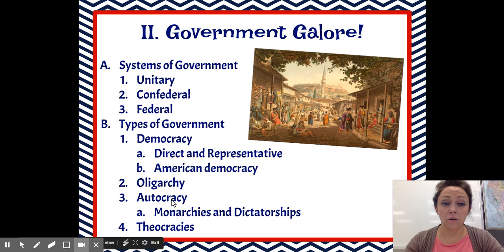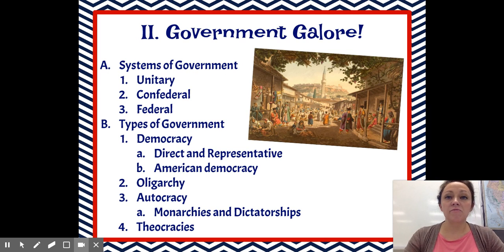We also have oligarchies, and in an oligarchy, we basically have a small group of people that take government power. So sometimes this could be like a really wealthy group of people. This could also be like a group of people who take power by force, so like a small military coup or something like that. Could be an example of an oligarchy.